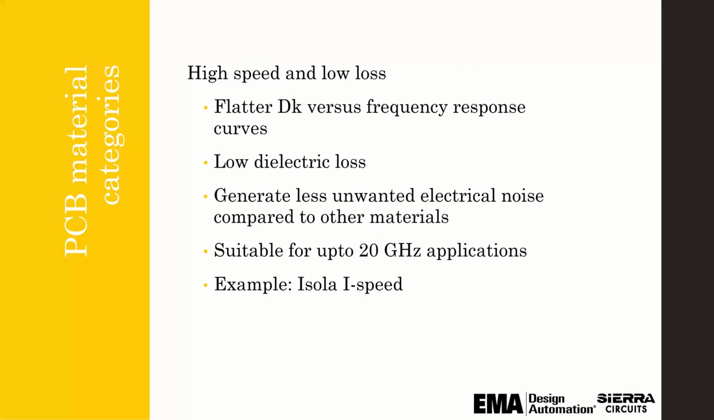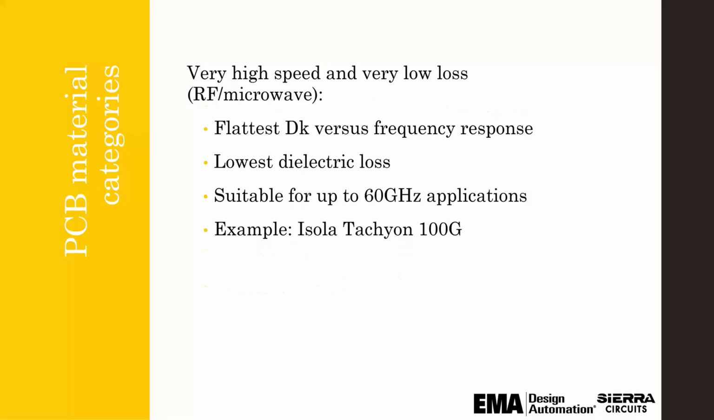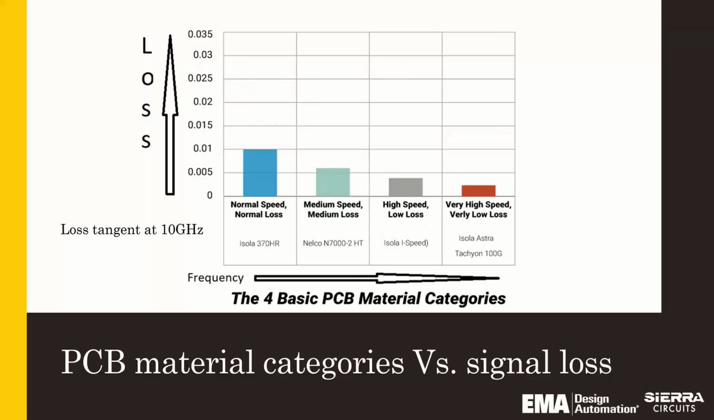And then you have your high speed, low loss materials. A good example of this material would be an Isola high speed that can handle in the 20 gigahertz range for your applications. And really what you get is less unwanted electrical noise. Okay, then you have your materials for your RF or microwave applications. 5G is an example, suitable for 60 gigahertz applications. And an Isola material that would be good here is Tachyon.